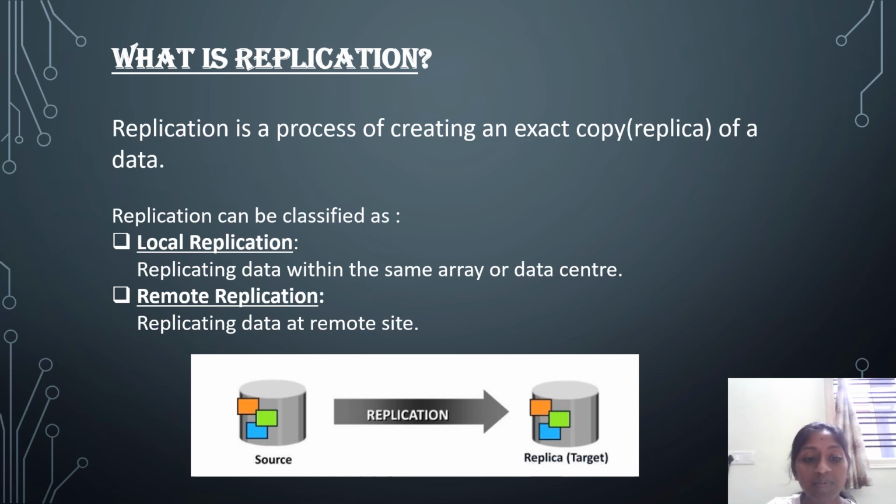Here, we can just observe the exact meaning of replication. This is the source, and when it undergoes replication, it creates an exact copy or a replica of this source.